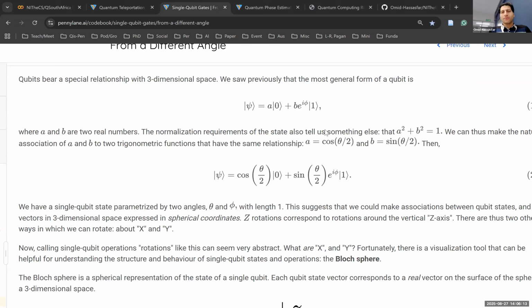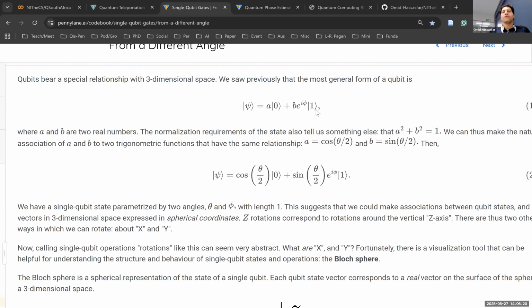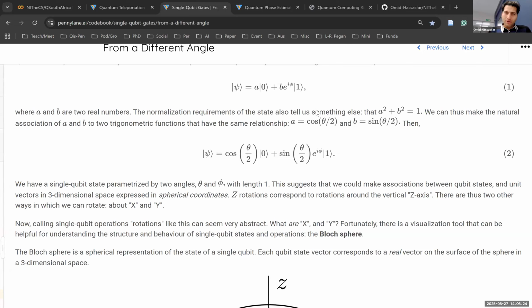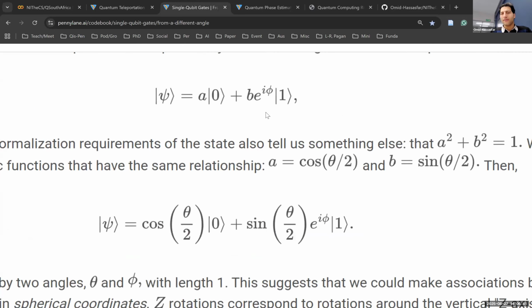But this is another representation: a|0> plus b e^(i phi)|1>. It's useful when we want to visualize our qubit. But remember, here a and b are real numbers, and a squared plus b squared is 1 according to the probability rule, because your state is either 0 or 1. So instead of alpha and beta, there is a and b, and this is the imaginary part, e^(i phi).